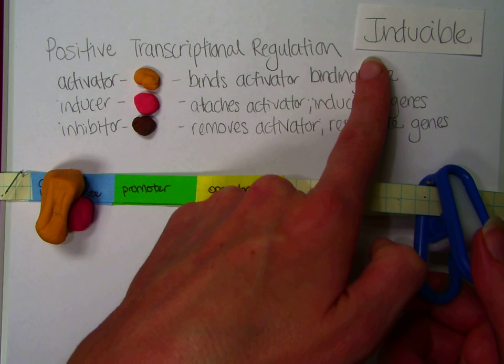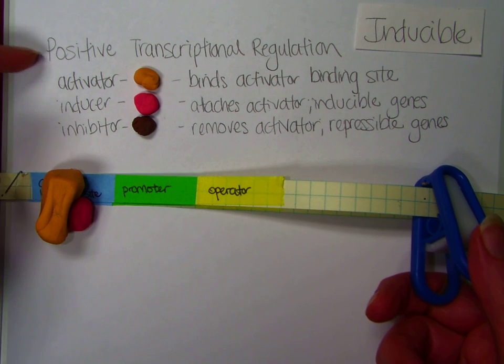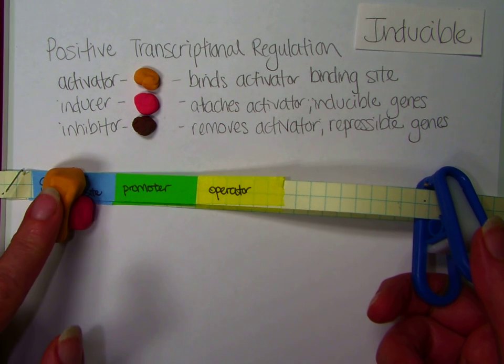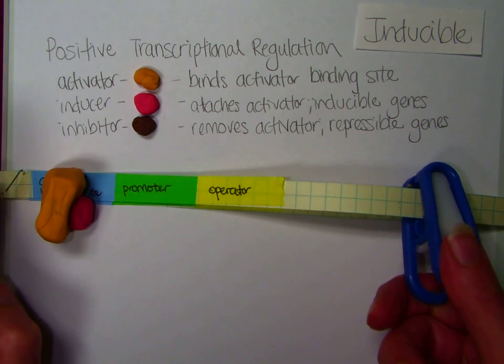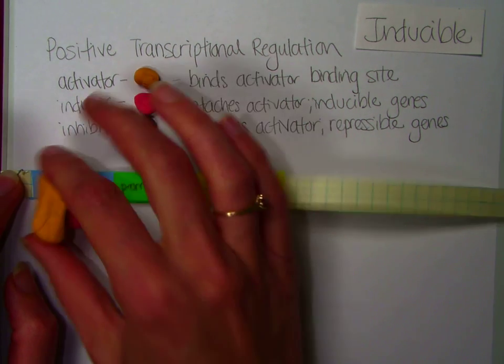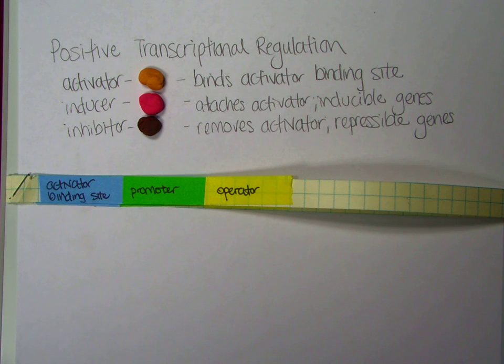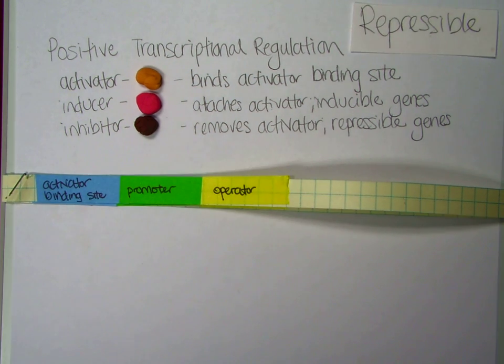So the inducible gene, when it's under positive transcriptional regulation, is expressed when the activator is bound at the activator binding site. All right. The other type of gene is the repressible gene. So the repressible gene, you'll remember, is typically involved in anabolic processes.